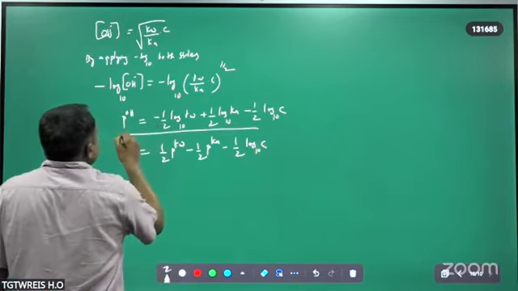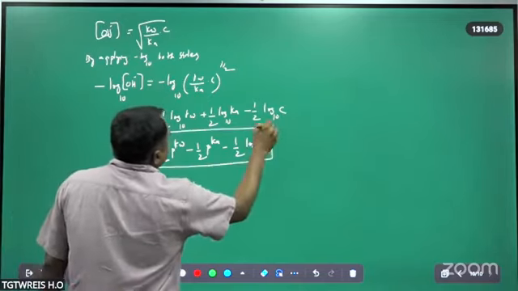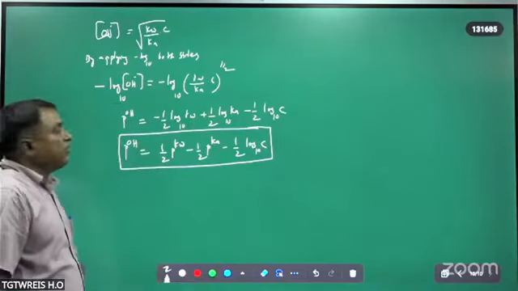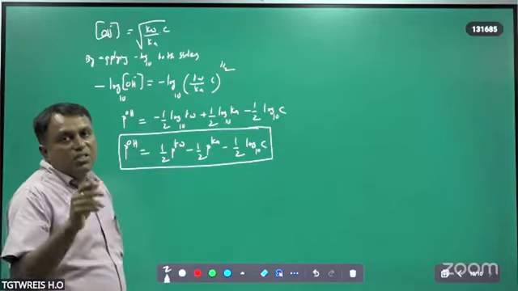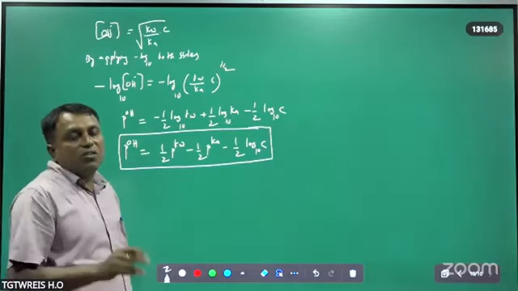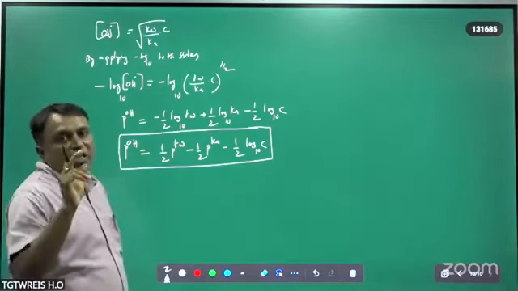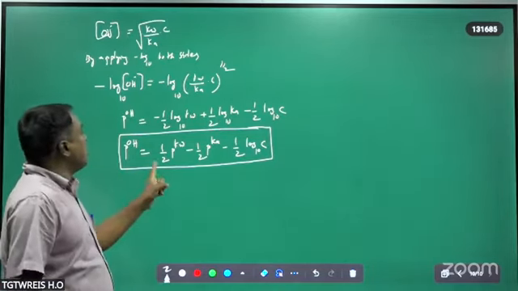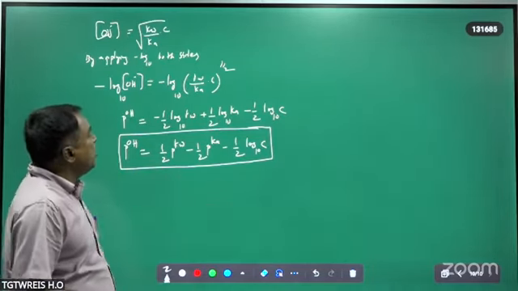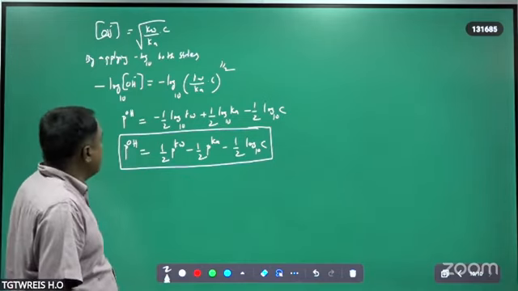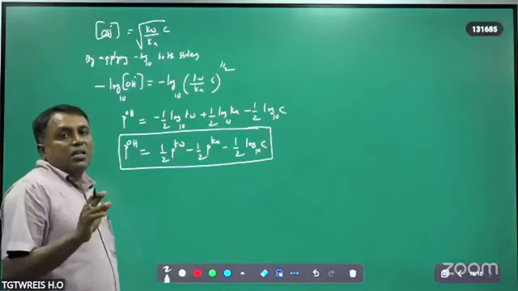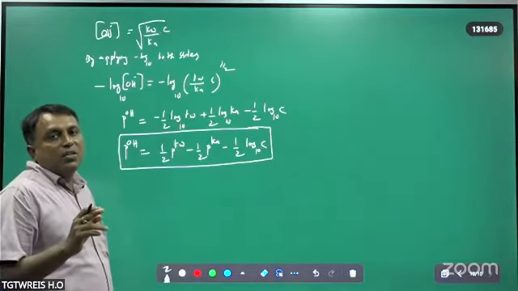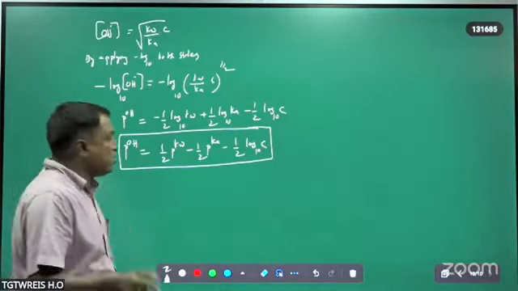This is the principle used to calculate the pOH of salts like CH3COONa. When CH3COONa is dissolved in water, you get a basic solution. That pOH is 1 by 2 pKw minus 1 by 2 pKa minus 1 by 2 log base 10 C. This is the pOH for hydrolysis of salts of weak acid and strong base.